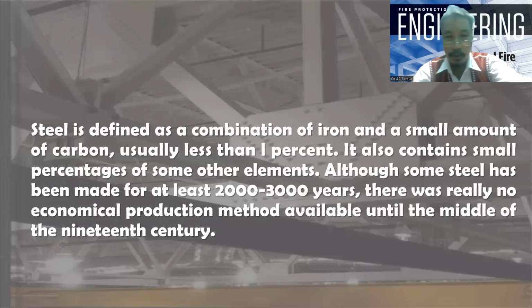Okay, what do we mean by steel? Steel is defined as a combination of iron and a small amount of carbon, usually less than 1%. Okay? And if you put 0.2% or 0.4%, that is actually a good amount of carbon. But if you put 0% of carbon, we cannot call it steel. That is only iron. So steel is not an element.